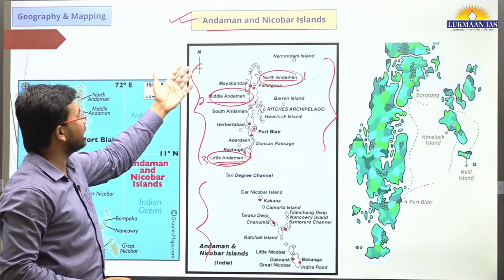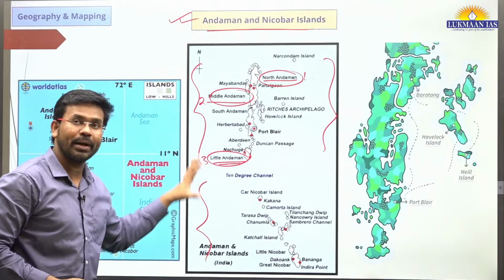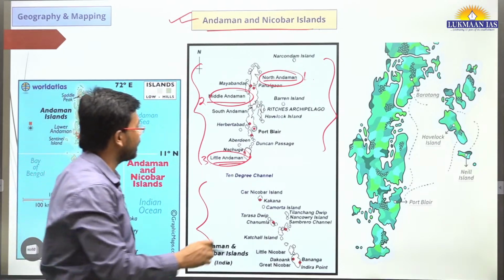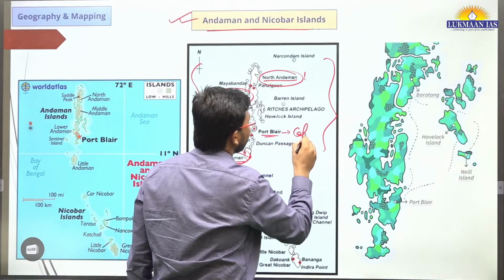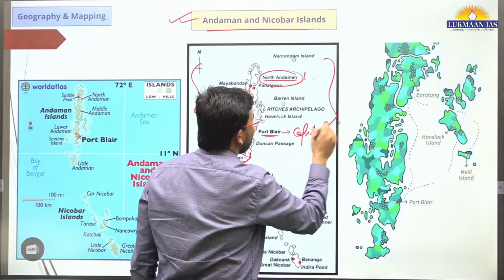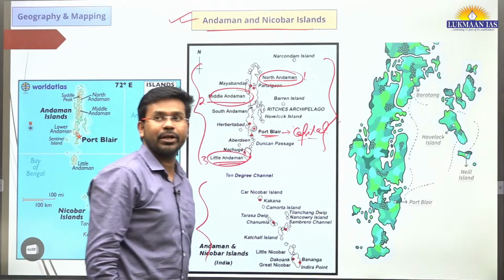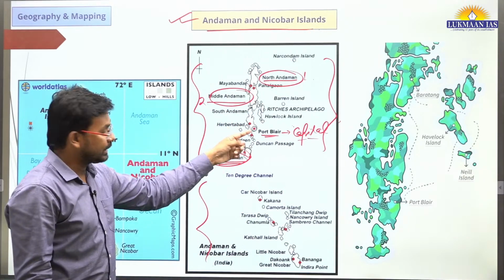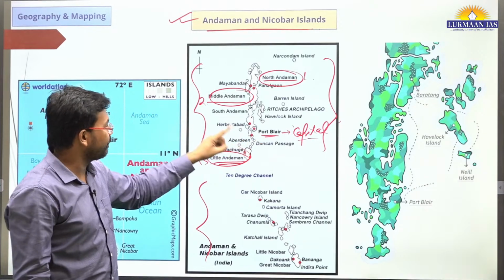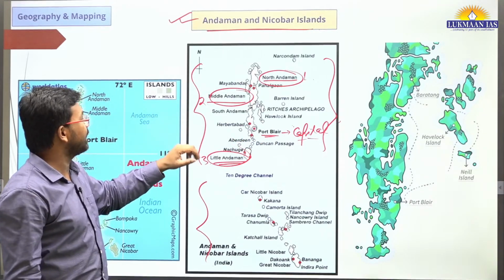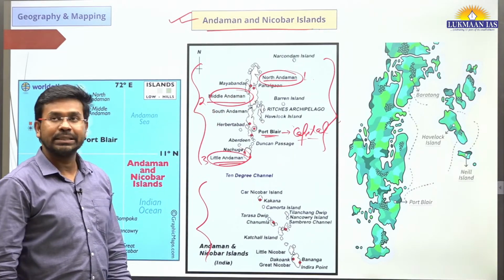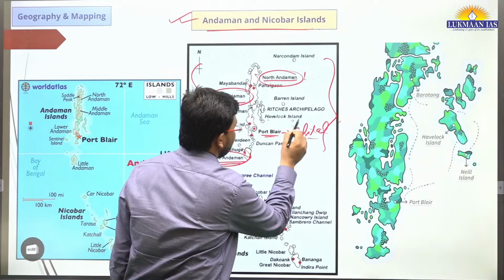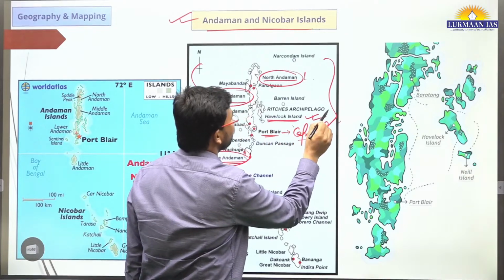In this island itself, the capital of Andaman and Nicobar Islands is located at Port Blair. Port Blair is the capital of Andaman and Nicobar Island. This is very important for us. Apart from this, there are many other places also, for example, Havelock Island. This island remains in the news for multiple purposes.